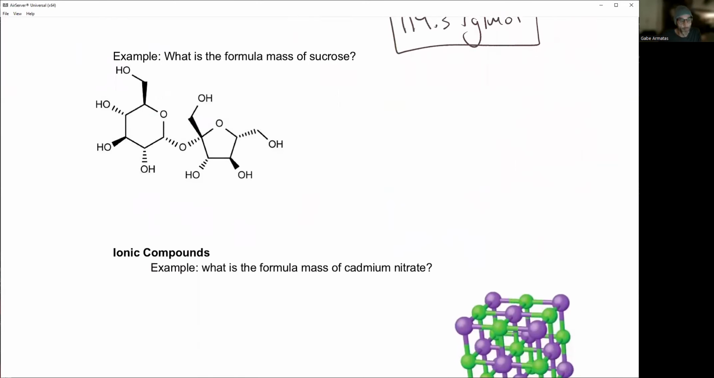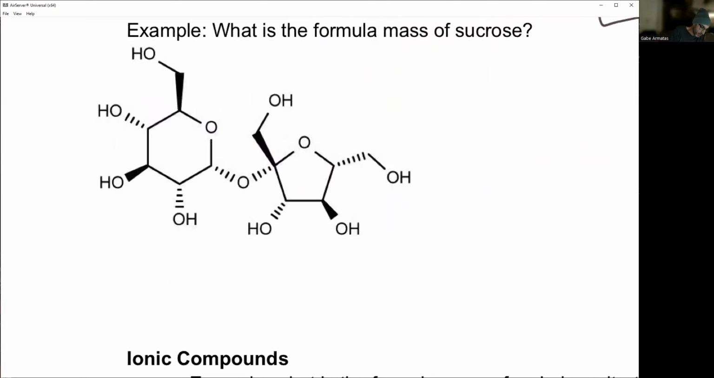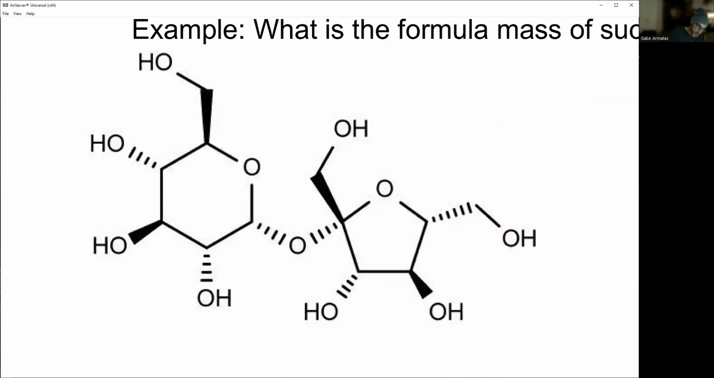So what is the formula mass of sucrose? We're going to do this in class. There's a crazy looking compound here, and this is how you read these things. Every time there is a change in direction, that represents a carbon. So that's a carbon right there. This right here is another carbon because we're having a change in direction. That's a carbon because it changes direction. Don't worry about the different stereo bonds. They're just simple lines, okay? Changes direction, changes direction, there we go.